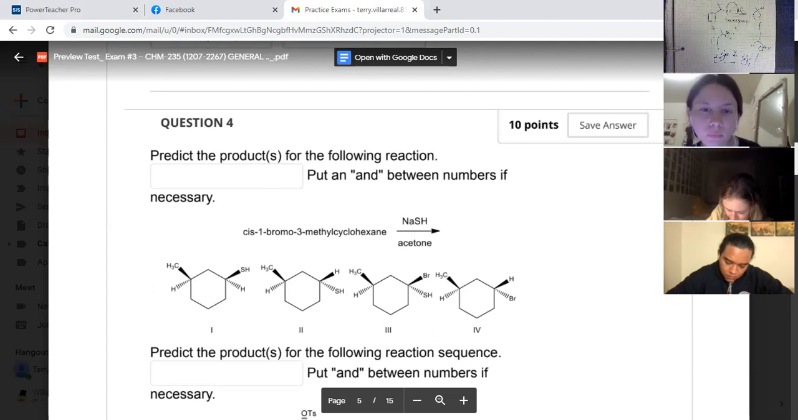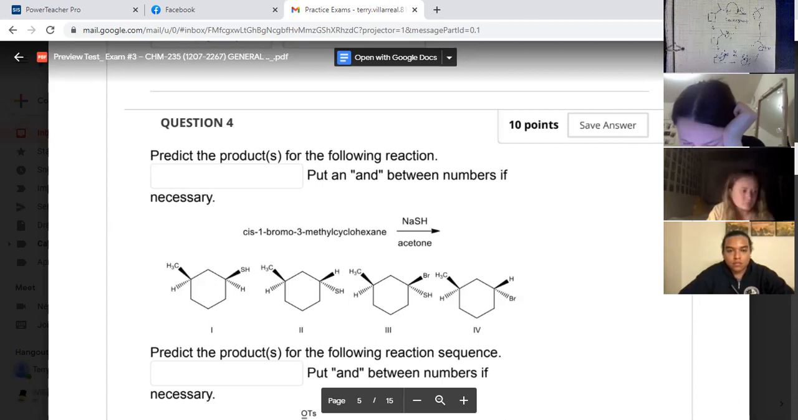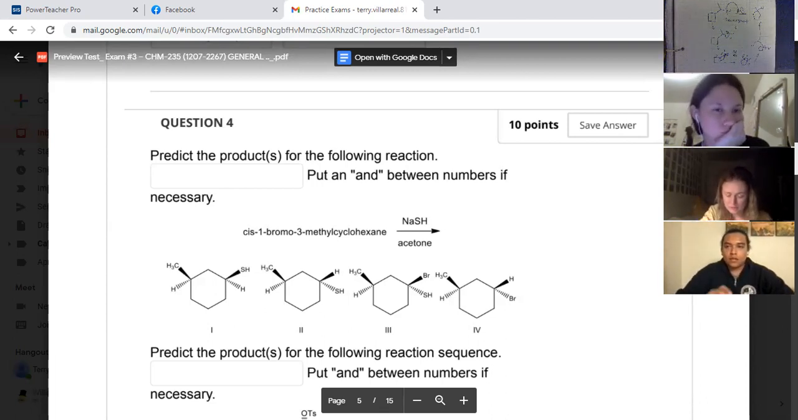Okay, so we have what type of carbon with our leaving group? Primary, secondary, or tertiary? Is it secondary? It is a secondary. So did you eliminate any of the reactions, or are they all still in play right now? I think they're all still in play, but let's take a look at our next thing.